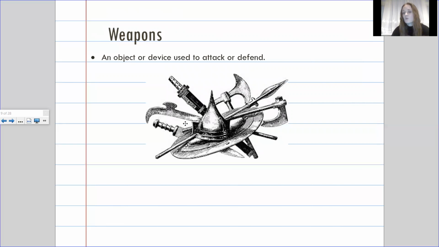Weapons. Now, this is something we all know what they are. A weapon is an object or a device used to attack and defend. So the Romans used things like swords and spears. These were used to attack other little tribes or defend themselves from people attacking them.